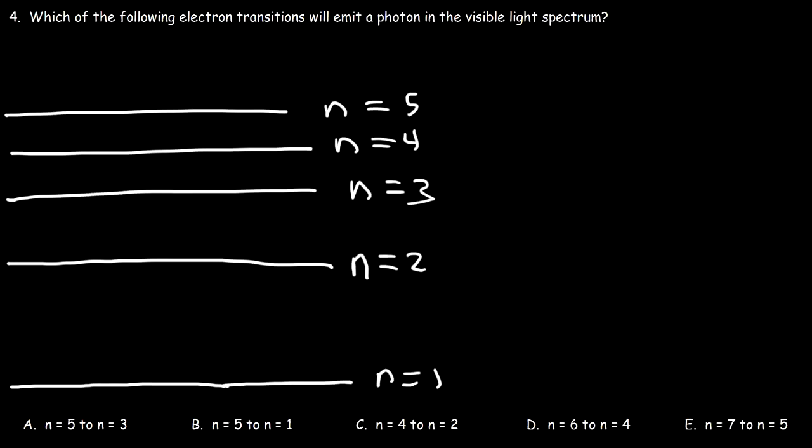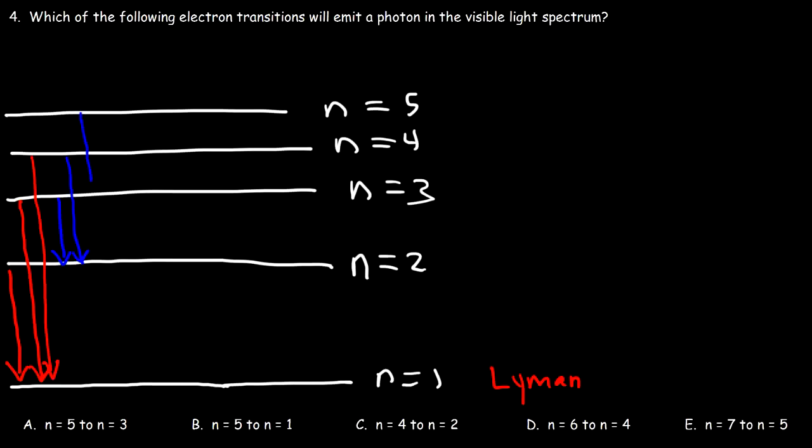Now, anytime an electron falls to the first energy level, it can go from 2 to 1, from 3 to 1, 4 to 1, or 5 to 1. The final energy level has to be 1. So anytime it falls to the first energy level, this is known as the Lyman series. Now, anytime it falls to the second energy level, it could go from 3 to 2, from 4 to 2, or 5 to 2, or 6 to 2. This is known as the Balmer series.